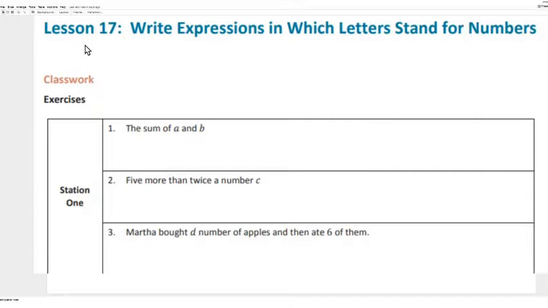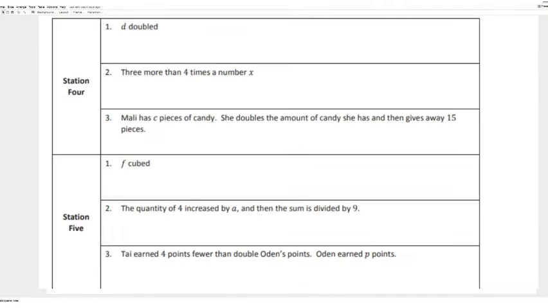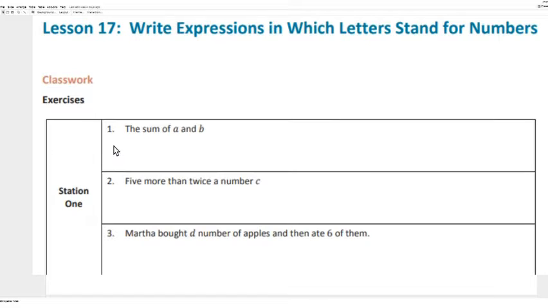All right, hello students. Today we're moving on to lesson 17, write expressions in which letters stand for numbers. This lesson is an overall review of what we've covered in the past few lessons. Each section is a little bit different and talks about different things. We're at section 1, and as you go through yours, there's 2, 3, 4, 5. What I would like you to do is try section 1, and I'm going to go over what the answer should be.